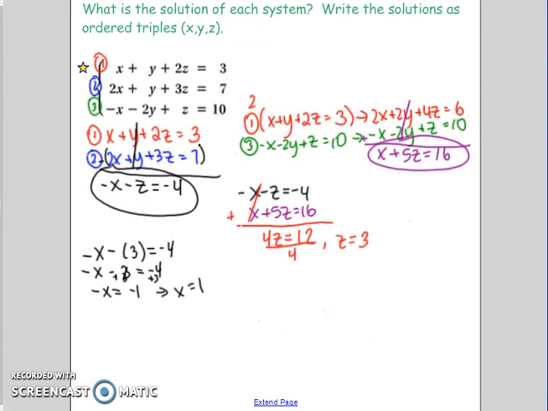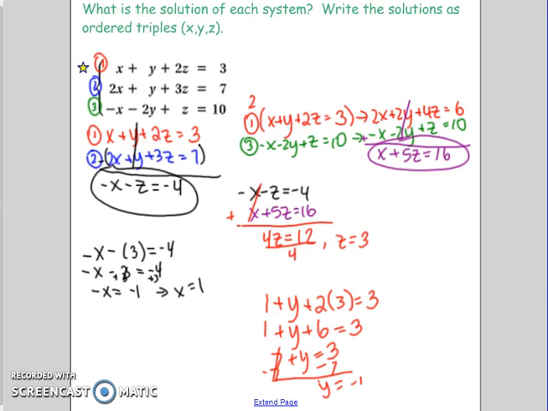So now I'm going to go back to any of my original 3 equations and plug in x and z and solve for y. So I'm going to use the first one. It doesn't matter which one you use, so I'm just going to use the first one. So x is 1, y we don't know, so plus y, plus 2z, and my z is 3, equals 3. So 1 plus y plus 6 equals 3. So 7 plus y equals 3. And then I subtract my 7. So y equals -4. So now I have x, I have y, and I have z.